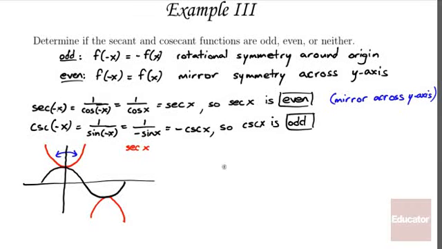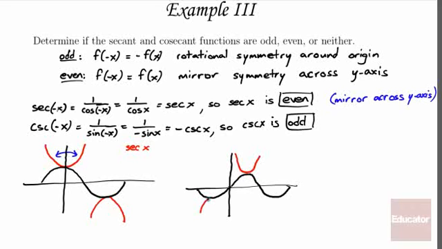Cosecant of x, let me draw a quick graph of cosecant x. Remember, that's based on the graph of sine of x. So I'll start by drawing a graph of sine of x. And now I'll fill in a graph of cosecant x. It has asymptotes wherever sine is 0. So that's now a graph of cosecant of x.